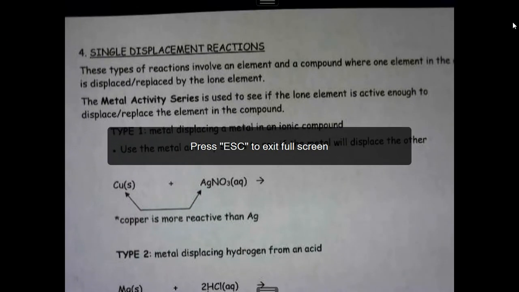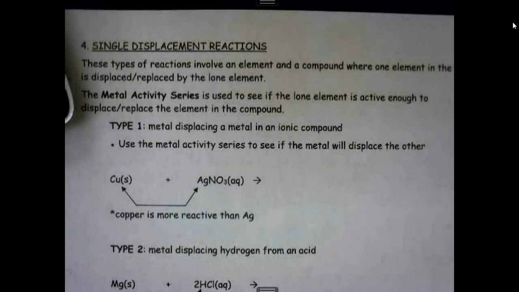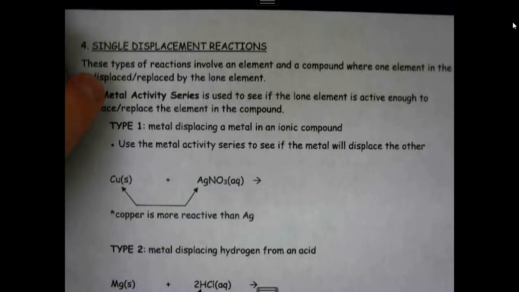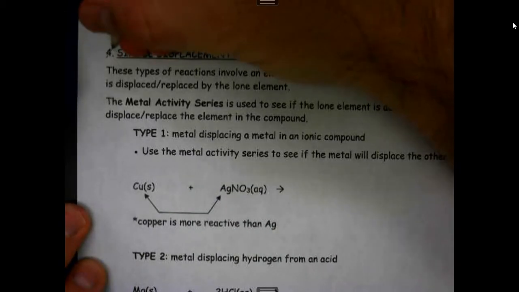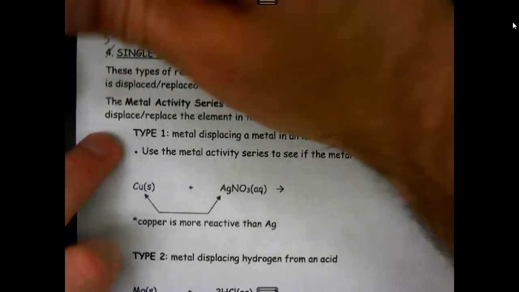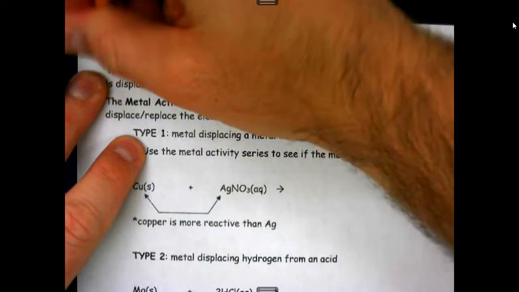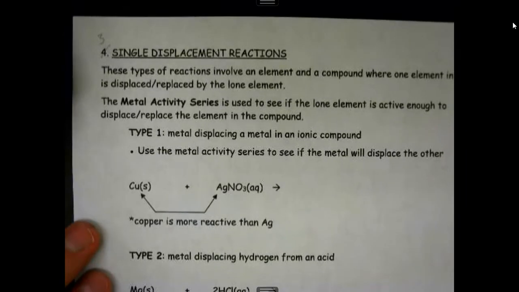Okay, here we are talking about single displacement reactions. This is a follow-up to our combustion, synthesis, and decomposition reactions. I made a mistake up here. This should be a number 3. This is our third. Actually, maybe it is our fourth type of reaction. Combustion, synthesis, decomposition. There we go. So it is number 4. It's the fifth type of reaction that I think I made a mistake on.